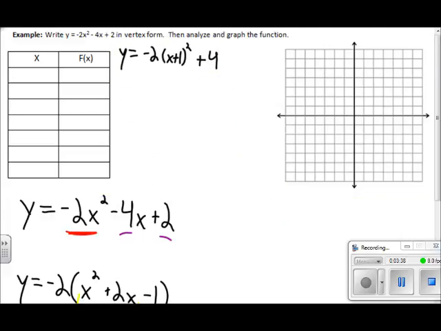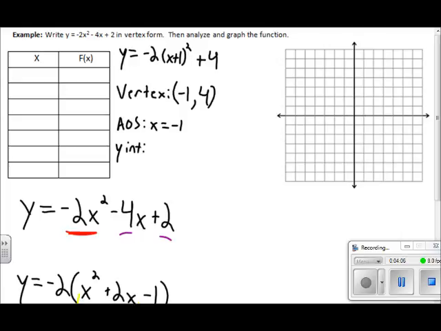And so now we're looking at the equation that we want to look at. We're looking at it in vertex form. From vertex form, remember, we want to analyze it first. So we'd say our vertex is (-h, k), so negative 1, 4 is where our vertex is. Axis of symmetry: x equals negative 1, or it's the x value of our vertex.